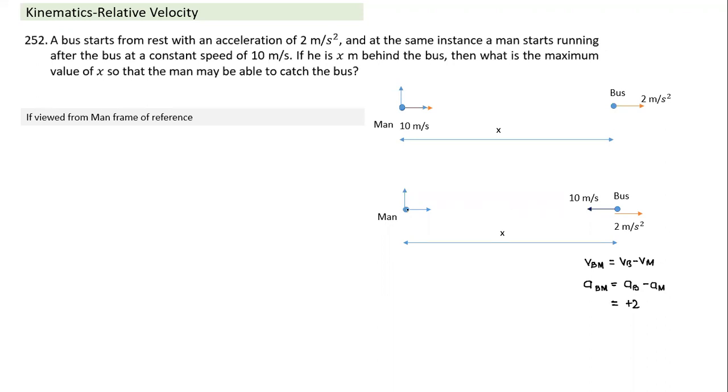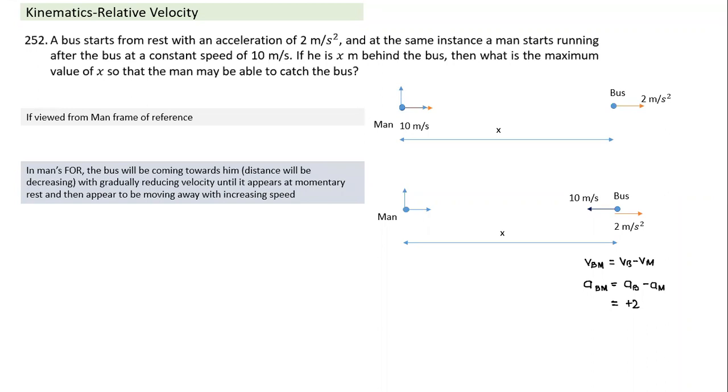As seen by the man, if he keeps looking, the bus will keep appearing to approach him at a slower and slower speed, come to momentary rest, and then appear to be going away from him. This kind of motion will appear in the frame of reference of the man. So in the man's frame of reference, the bus will be coming towards him, and the distance will keep decreasing with a gradually reducing velocity.